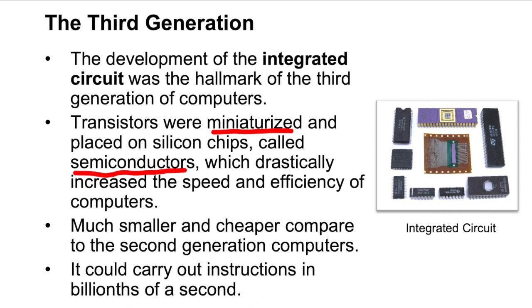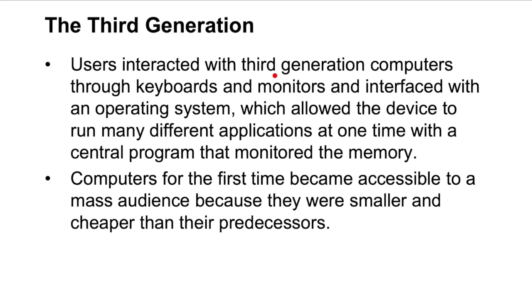So these were very efficient compared to the second generation computers, and you can already see the size here compared to the second generation transistors. Users interacted with the third generation computers through keyboards, monitors and interfaces. So we can see here that for input and output, instead of the punch cards, we now have the inputs using keyboards and monitors.